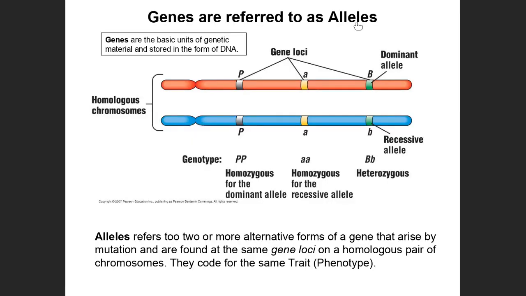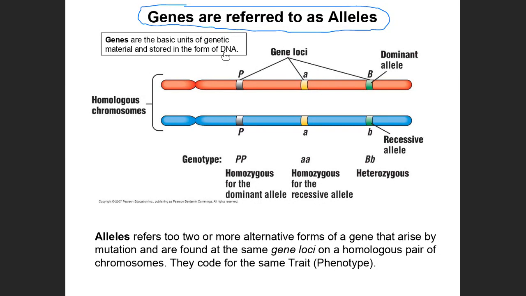Now, you're going to hear me use the term alleles frequently instead of genes. So it's important to know this. Please remember this here if you're not very familiar with it. Genes are often referred to as alleles. Now, first of all, what are genes? Genes are the basic units of genetic material, and they're stored in the form of DNA. Some people will say genes are units of DNA that encode for certain traits.